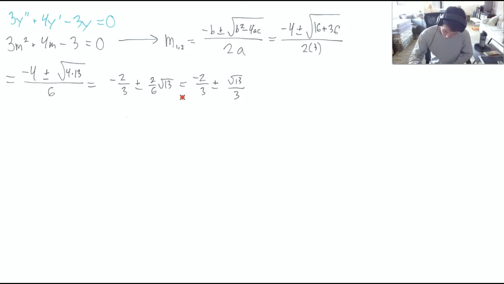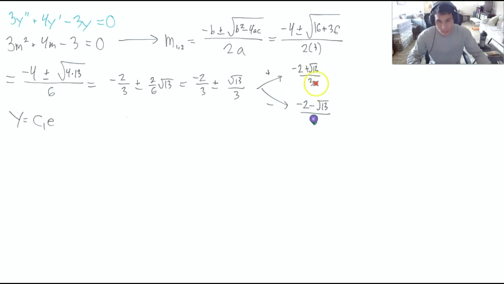There we go. Okay, and then we can write our solution as y is equal to c1 e to the, now this will have a positive and a negative value. So the positive value will be negative 2 plus square root 13 all over 3. The negative one will be negative 2 minus square root 13 all over 3. Okay, we'll put the positive one here, and then we'll do the second one later.